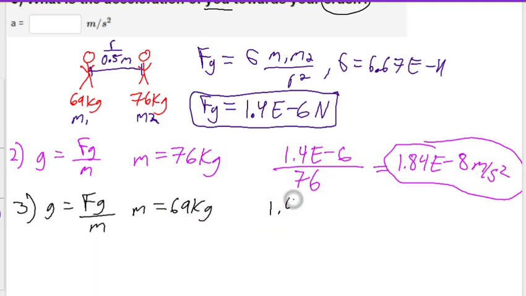So plug everything back into my equation, 1.4 E, I don't know why I wrote two E's there. It's been a long day.